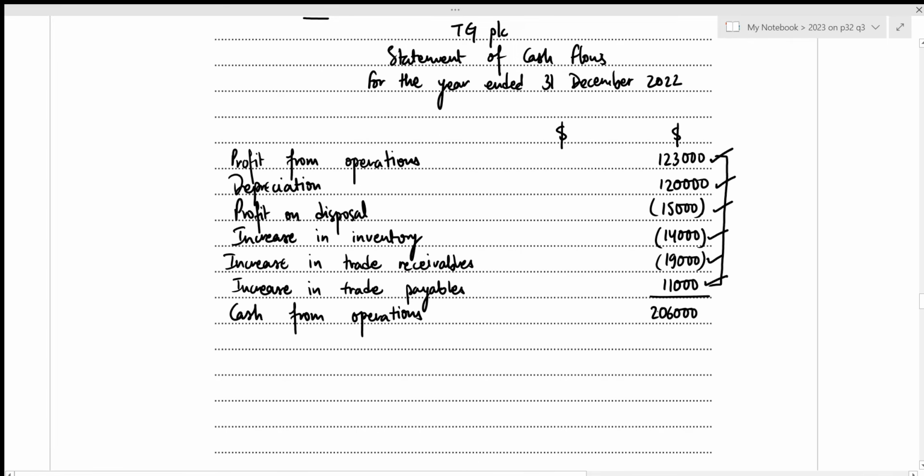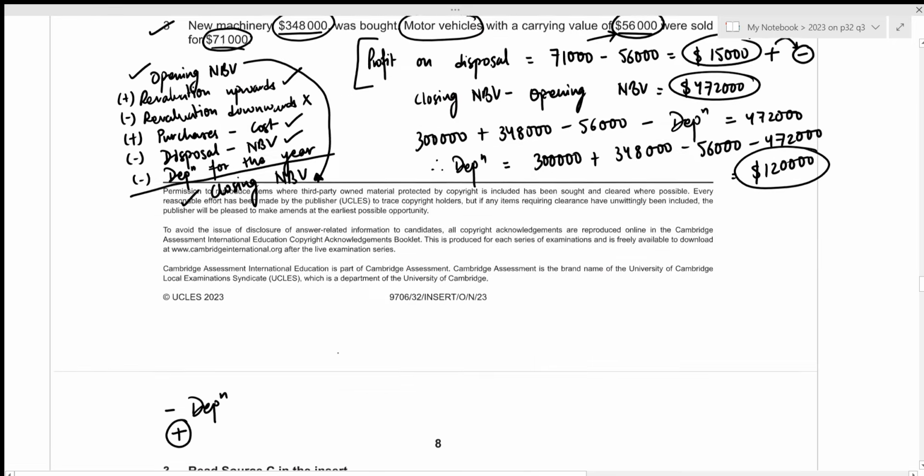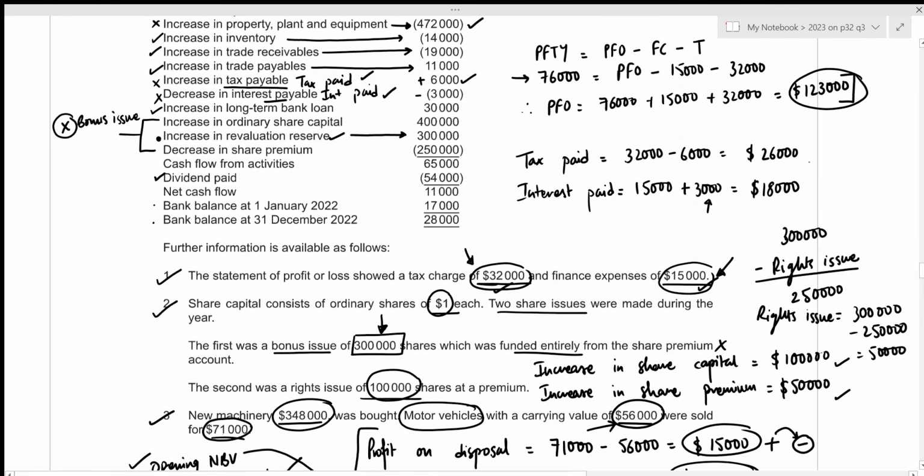Now the next step would be to make adjustment for tax paid and interest paid. So we've already calculated the amounts. We just need to subtract it now. And we're subtracting it because both of these are the payments, which results in cash outflow. Okay, so the amounts are 26,000 and 18,000.